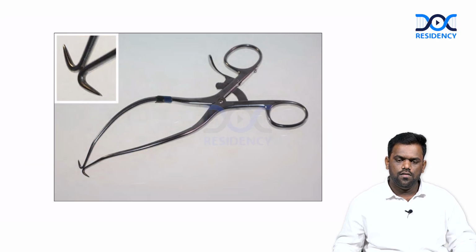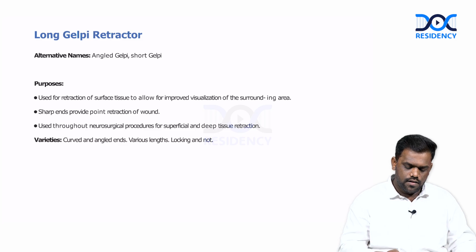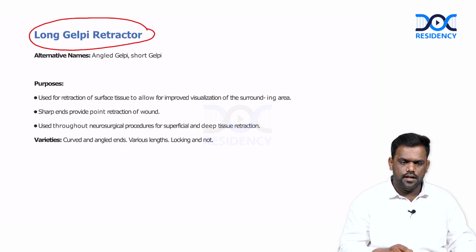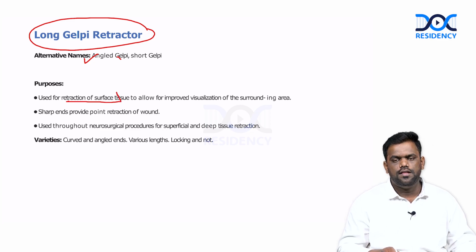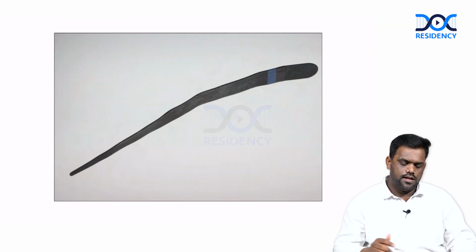This other one looks very much like a Gelpi retractor, but its length is very long, so it is called the long Gelpi retractor. The short one is also called angled Gelpi or short Gelpi. It's used for retraction of the surface tissues to allow improved visualization. It has sharp ends, provides point retraction of the wound, and is used throughout the neurosurgical procedure for superficial and deep tissue retraction.